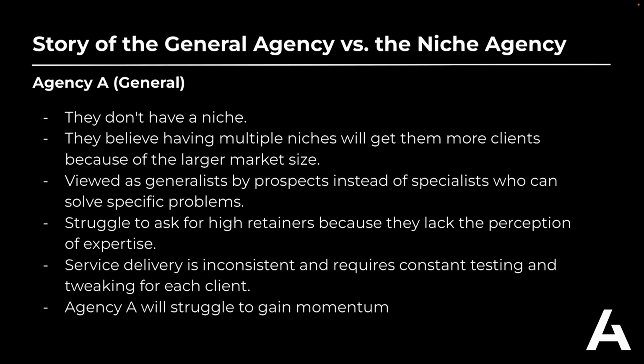So the story of the general agency versus the niche agency. Agency A is general. They don't have a niche. They believe having multiple niches will get them more clients because of the larger market size. They're viewed as generalists by prospects instead of specialists who can solve specific problems. They struggle to ask for high retainers because they lack the perception of expertise. Service delivery is inconsistent and requires constant testing and tweaking for each client. Agency A will struggle to gain momentum and really scale to multi-six figures.